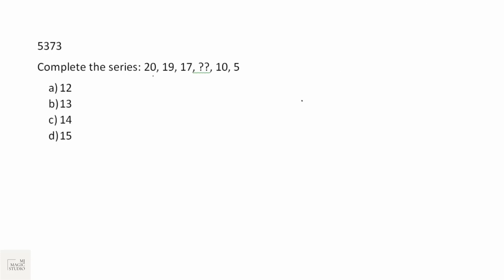Okay, one more. 20, 19, difference is 1, then here difference is 2. So if we go by 3 and here by 4, here we are getting 5. Bingo. So 17 minus 3 is 14 and then 14 minus 4 is 10. So the missing number is 14. Option C is the fit.